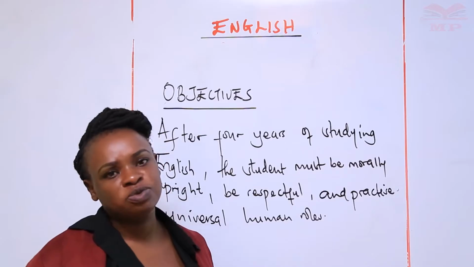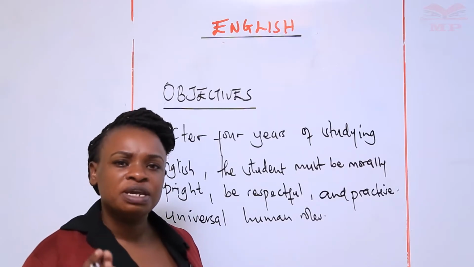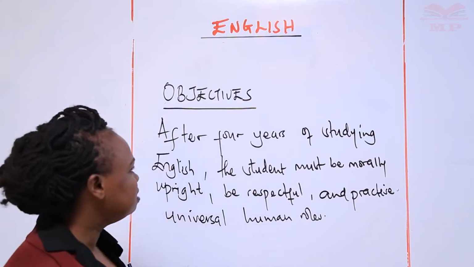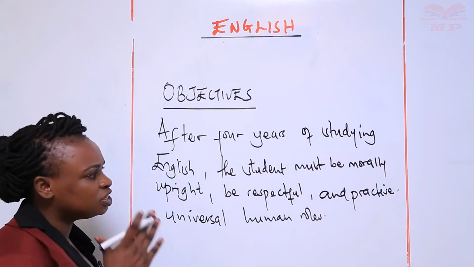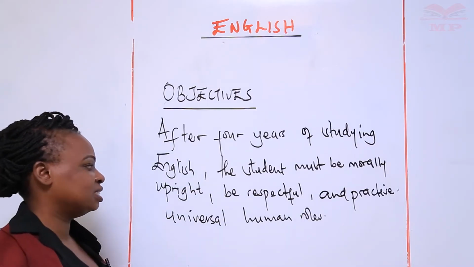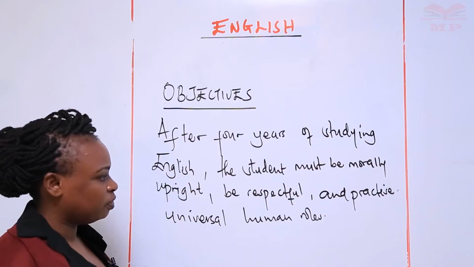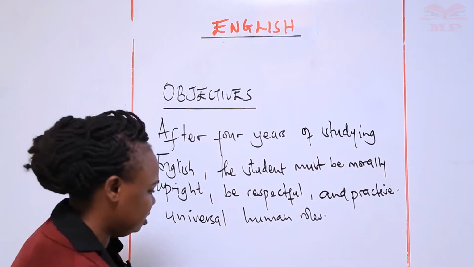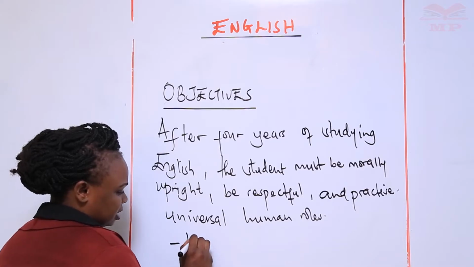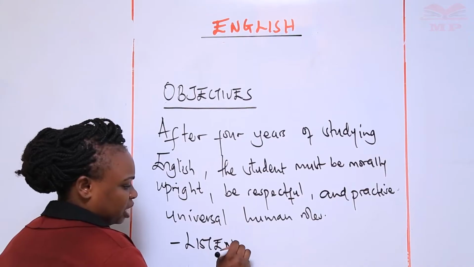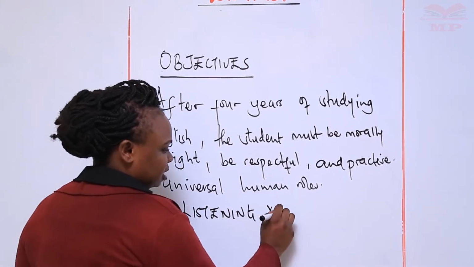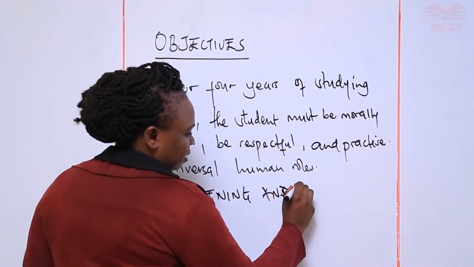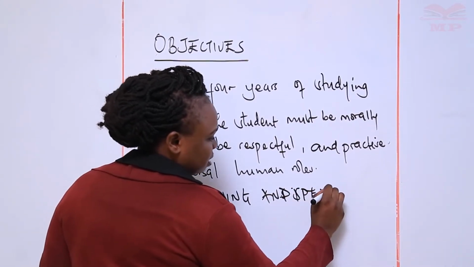It also helps you maybe to understand subjects. But now, what is the main focus, all right? The objective is that after 4 years of studying English, the student must be morally upright. The student must be respectful and practice universal roles. So all those aspects in English, we have 4 aspects. We have listening and speaking in our syllabus.